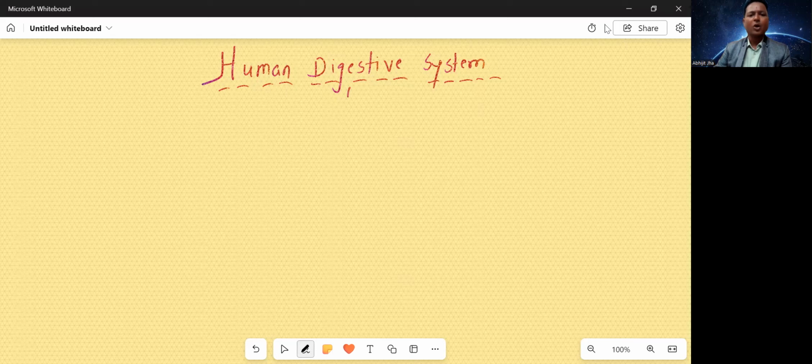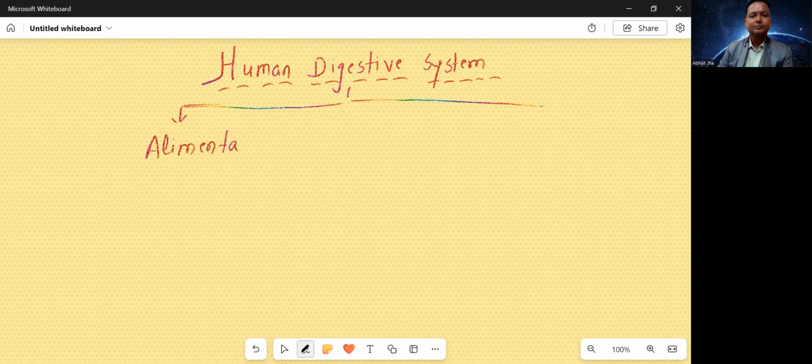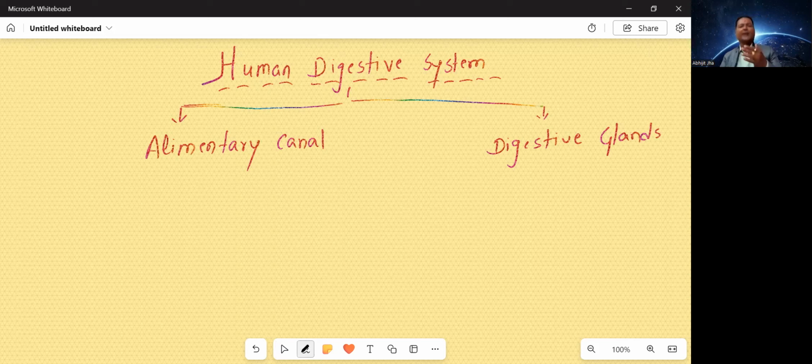If you talk about different components, there are only two components of the human digestive system. The very first component is known as the alimentary canal. And the second component is the associated digestive glands. So if someone asks you what the two major components of the human digestive system are, the answer is alimentary canal and digestive glands. Now let's talk about the alimentary canal in detail.